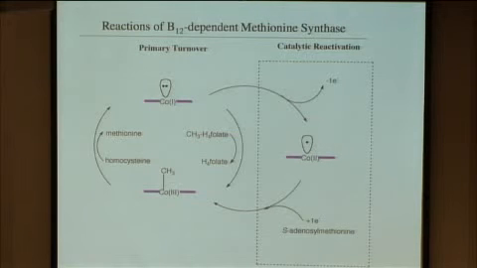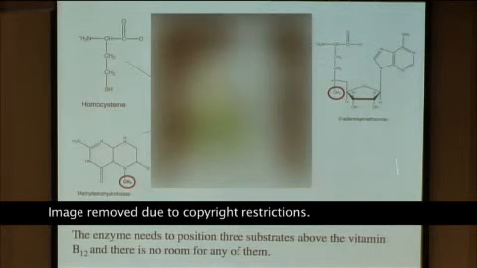So here there are a lot of states of the enzyme. It needs to react with homocysteine, it needs to react with methyl tetrahydrofolate, and with S-adenosylmethionine. And when the structure of this enzyme was determined, here in green is the vitamin B12, in red is the methyl group. You see that the methyl group is pretty buried. You can barely see it.